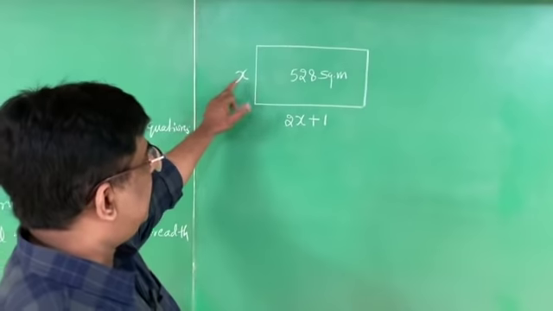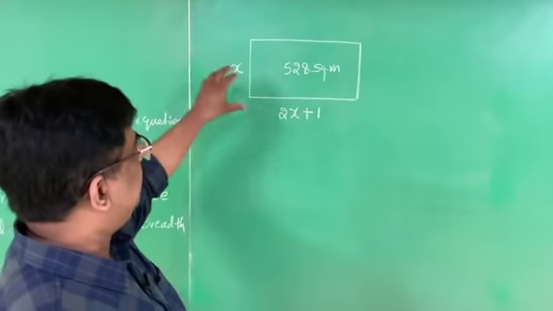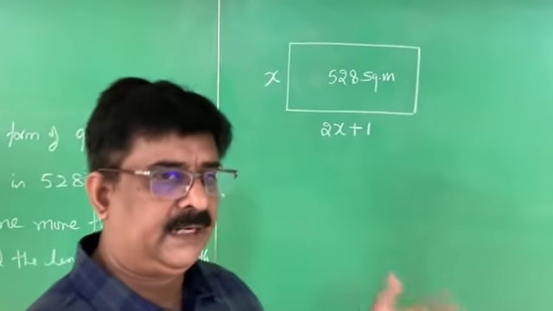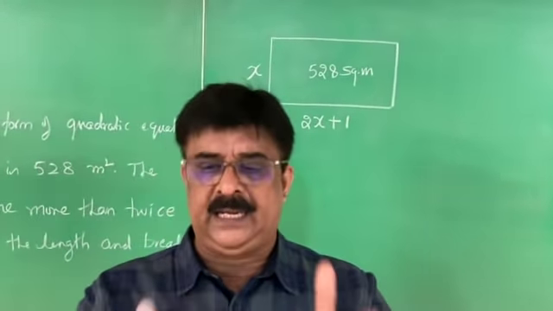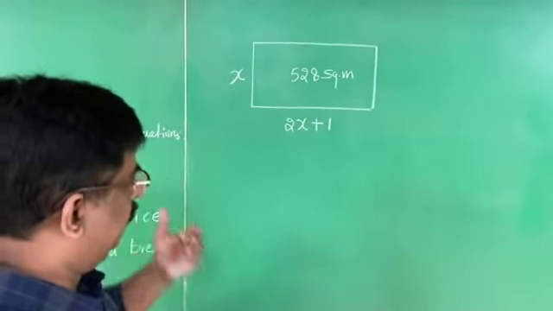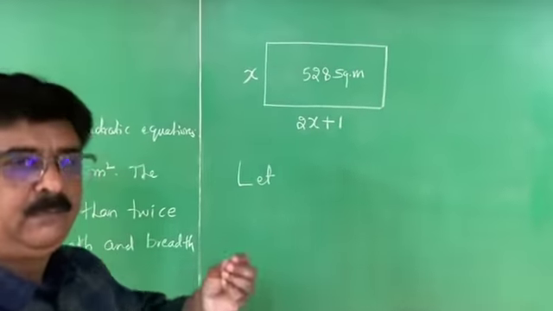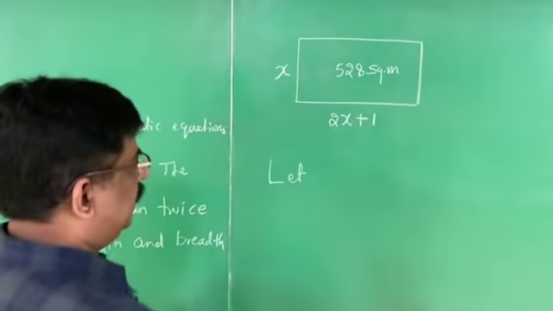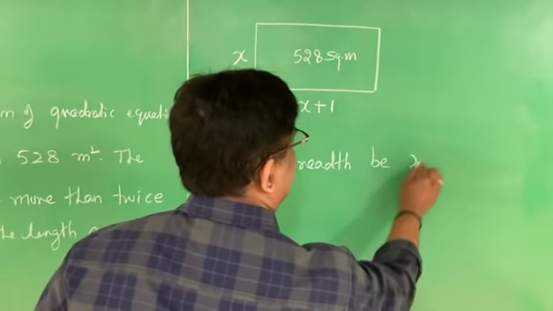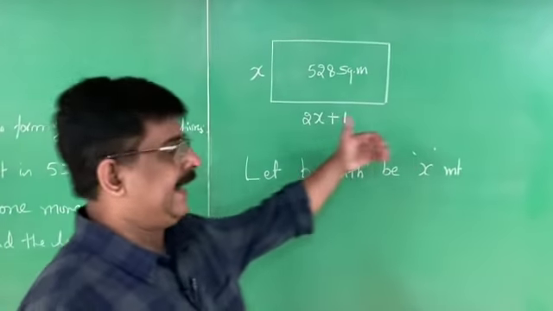Breadth is x. And total area is 528 square meter. We have to calculate the length and the breadth of the rectangular plot. There is no need to calculate length and breadth. We have to keep the equation in the form of a standard form of a quadratic equation. For this problem, I start like this. We have to take a variable, no? That's why we start with: let breadth be x meters.